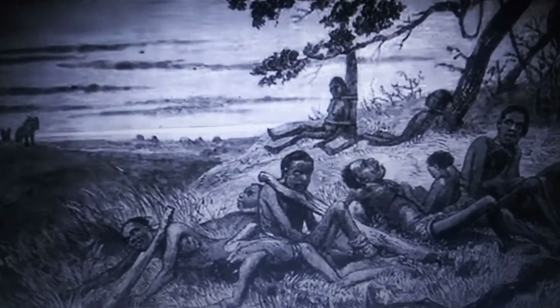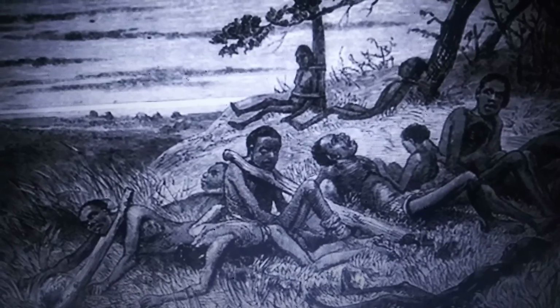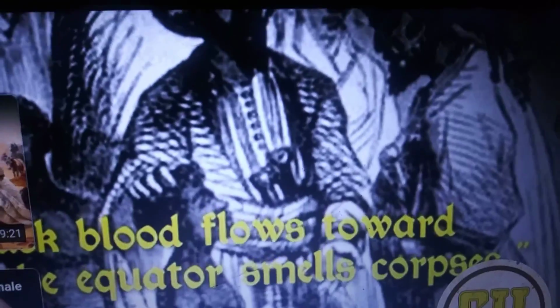When it comes down to it, history is full of many dark spots that are too often ignored. The treatment of the African people during the Arab slave trade is just one of those dark times. The murder of millions of people has largely been forgotten by many Americans and Europeans, and it shouldn't be anymore. A Welsh explorer named Henry Morton Stanley, who saw the slave trade firsthand in the 1800s, said it best when he said, "The black blood flows toward the north, the equator smells corpses."